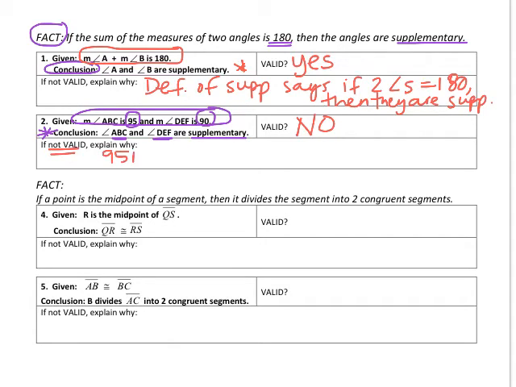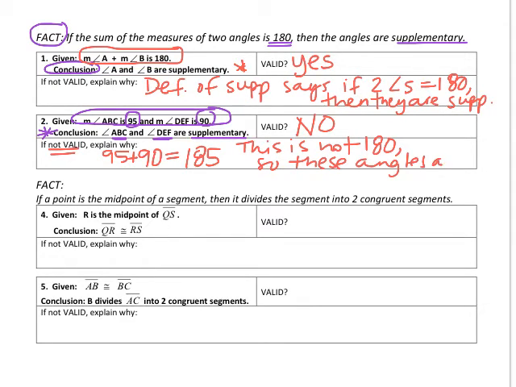95 plus 90 is 185, and this is not 180. So these angles are not supplementary, because we know that by definition supplementary angles equal 180 degrees.